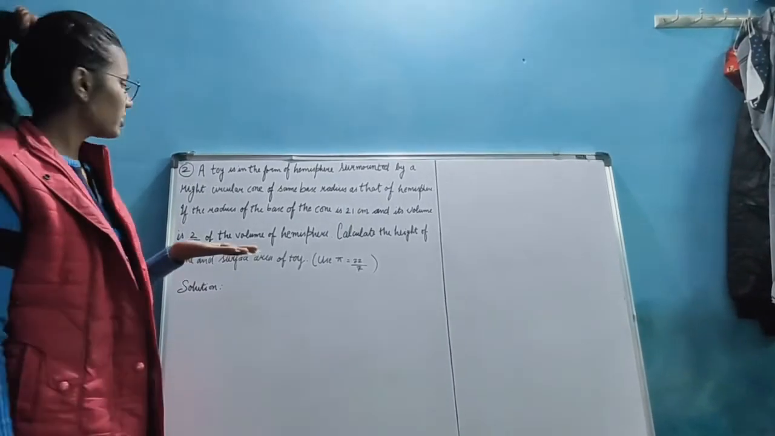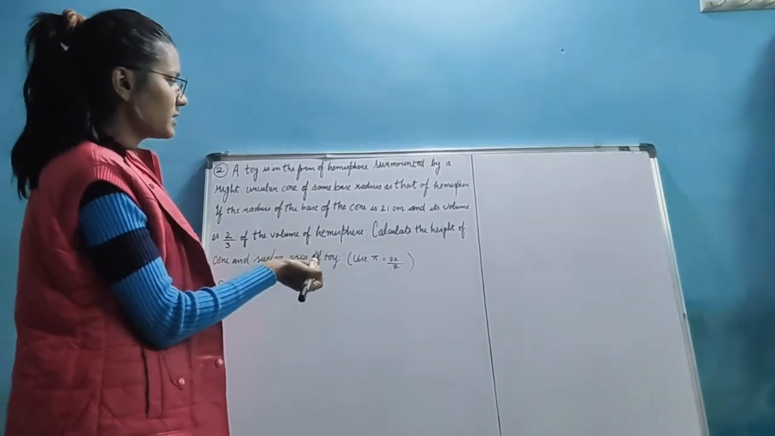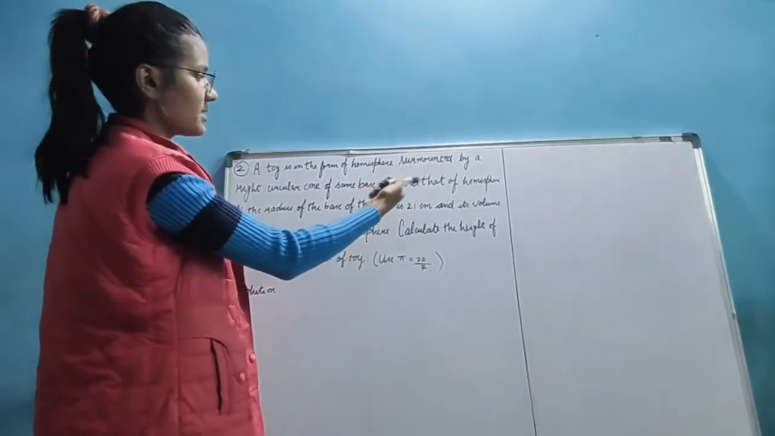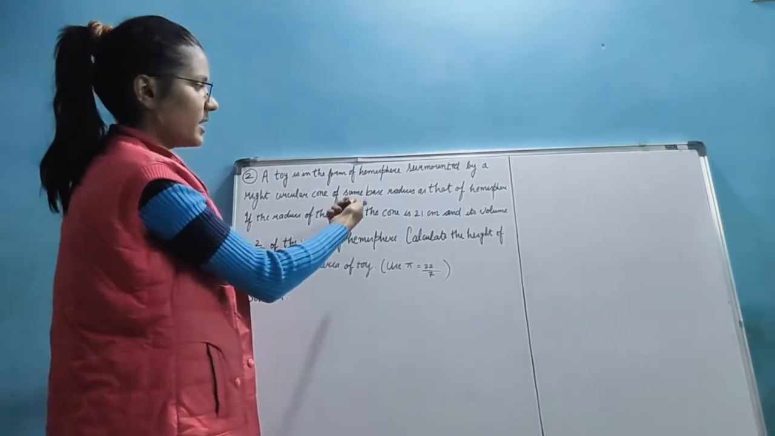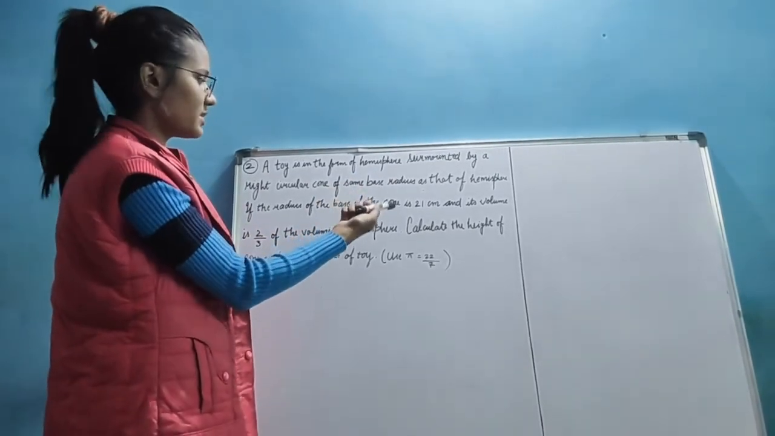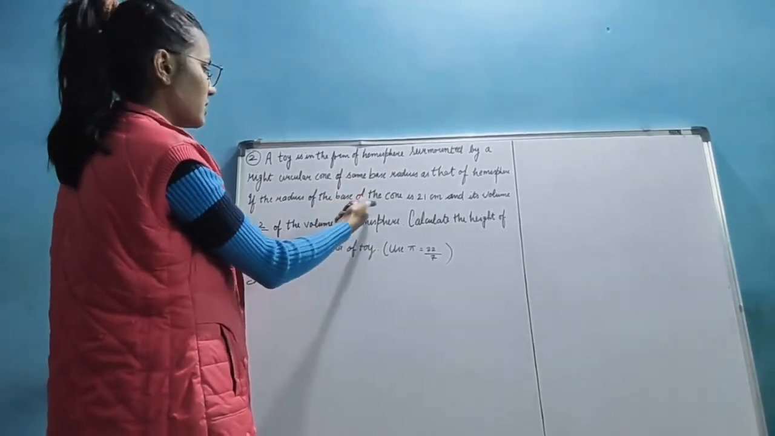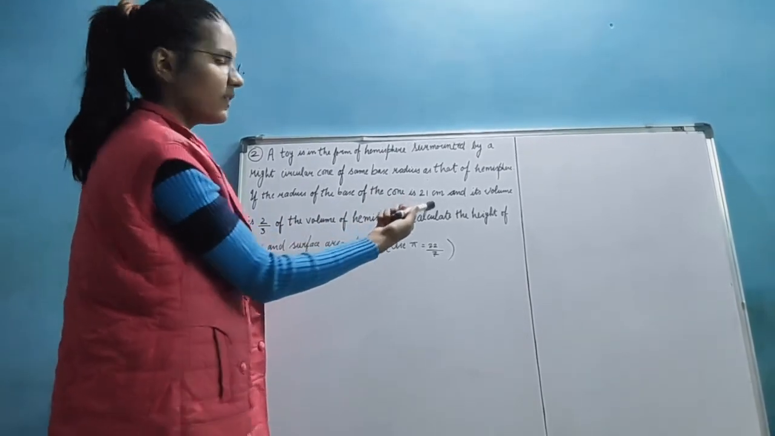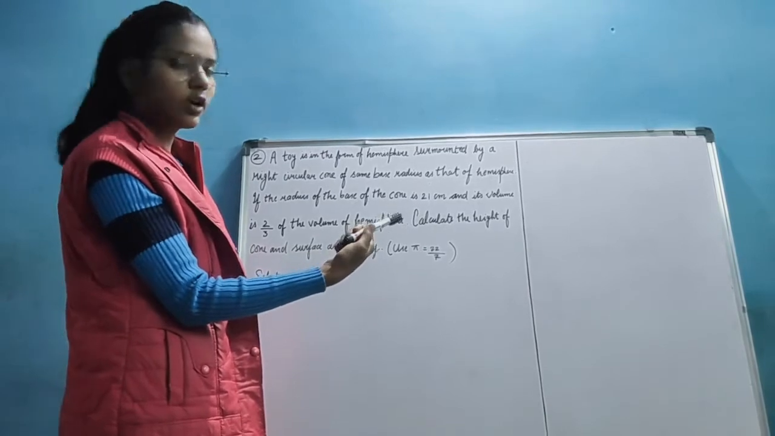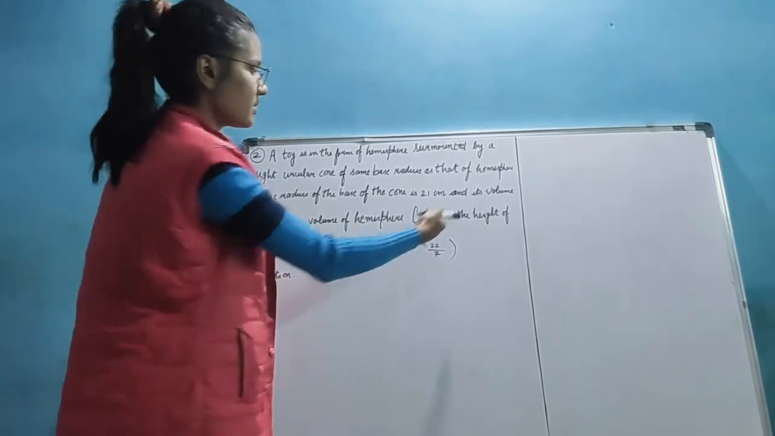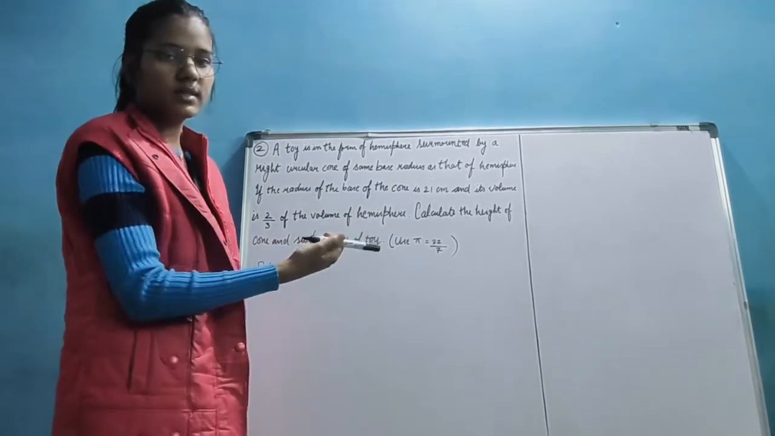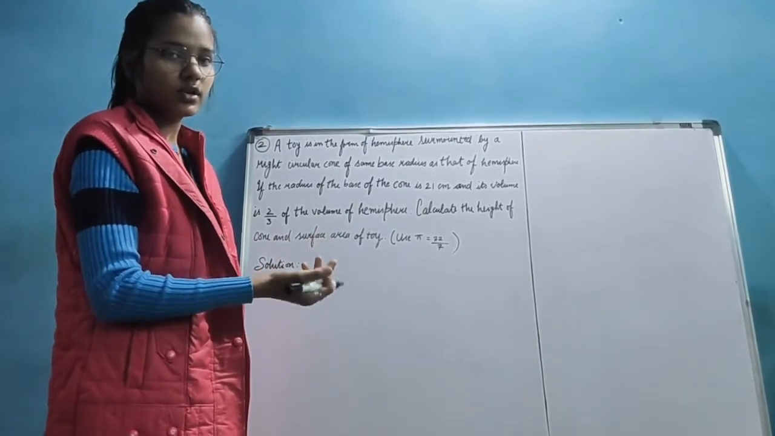So the second question is: a toy is in the form of a hemisphere surmounted by a right circular cone of the same base radius as that of the hemisphere. Means the radius of the hemisphere and the right circular cone is same. The radius of the base of the cone is 21 centimeter. And we have also been given a relationship between the volume of the hemisphere and the cone: the volume of the cone is 2/3 the volume of the hemisphere. So by using these two given quantities, we are going to solve our question.